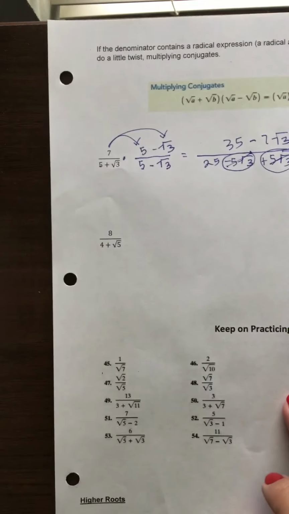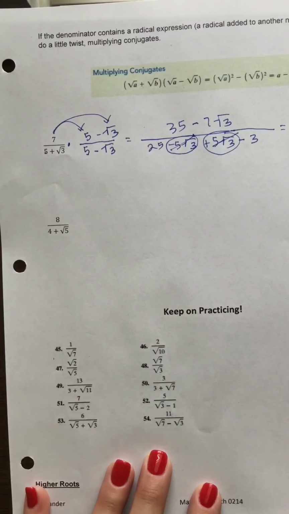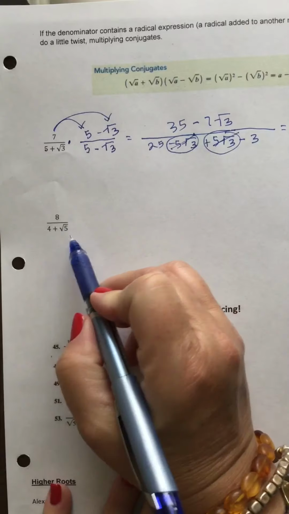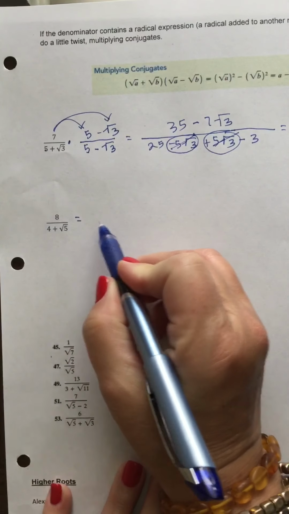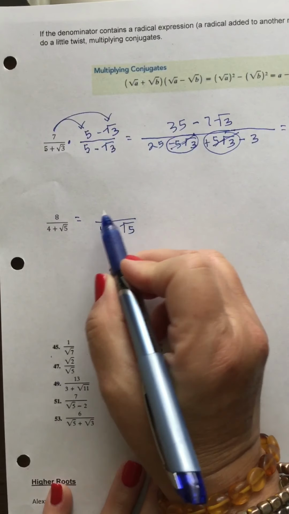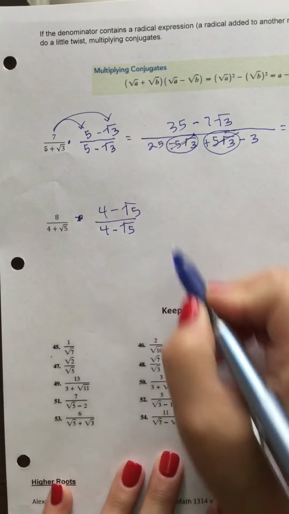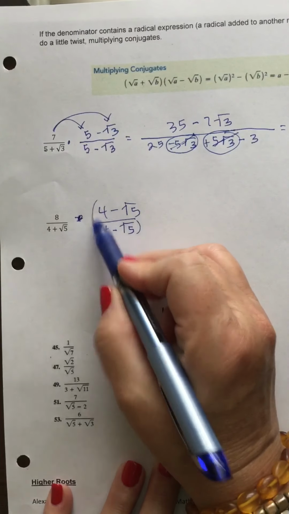Okay, so let's do one more. All right, so this one also has a plus. I wish they would have given us a minus. That would have been great. So this one also has a plus. So I'm going to have to multiply by 4 subtract radical 5, times 4 subtract square root of 5. All right, so you're going to have to FOIL.